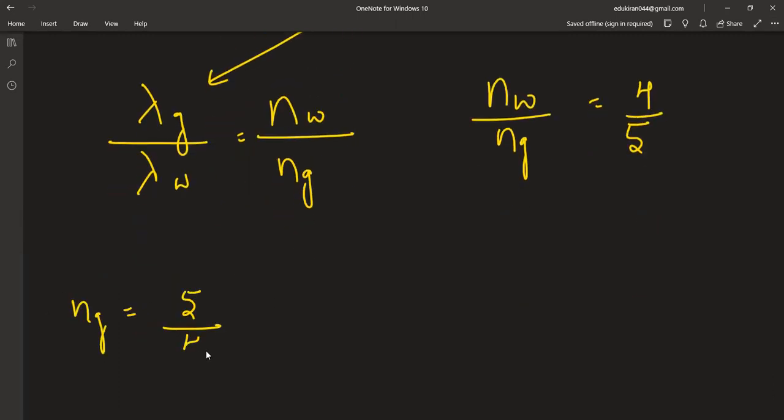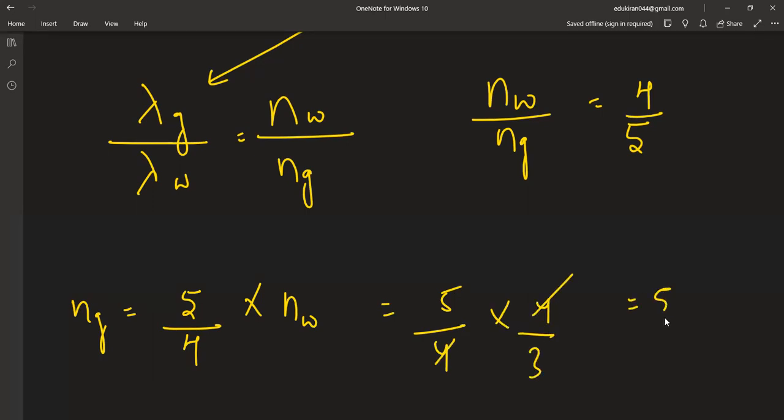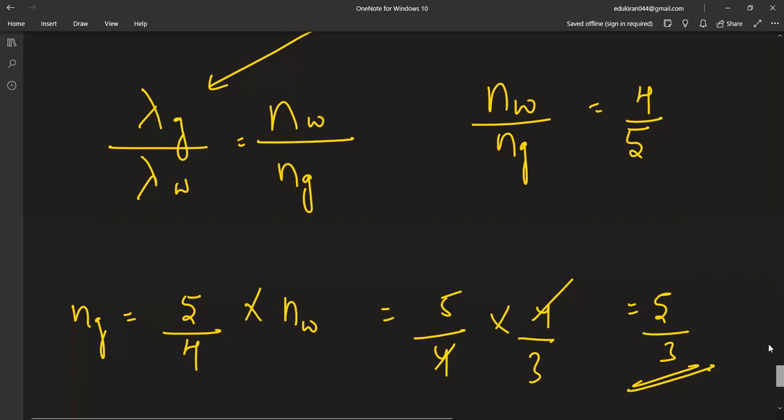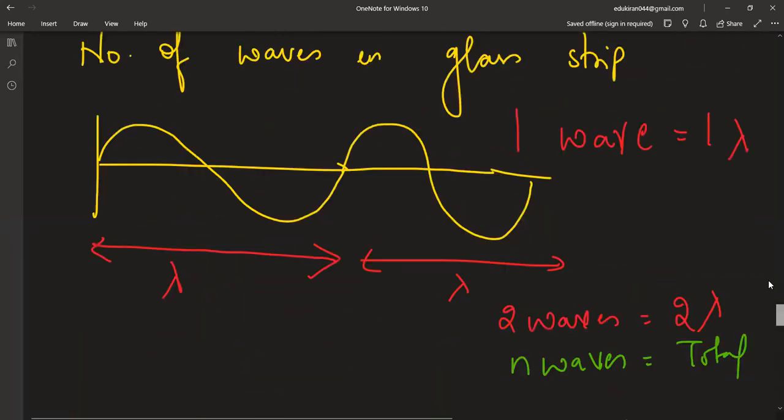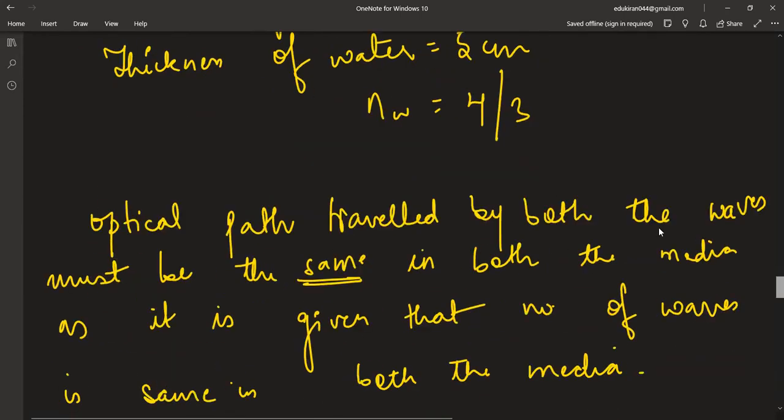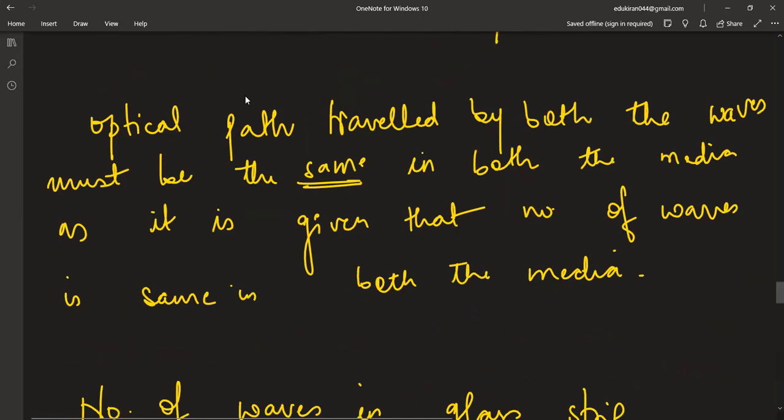5 by 4 into refractive index of water. And refractive index of water is given in the question as 4 by 3. 4 gets cancelled, 5 by 3 you get. So this is the refractive index 5 by 3 which we are getting. Mark this important. So this is only, Shaviz, which you were not understanding. This is what I have written.